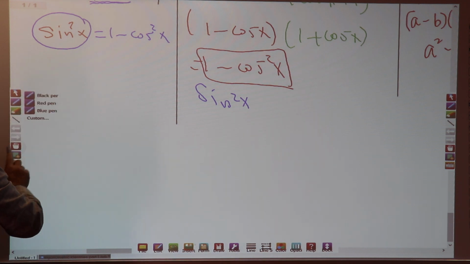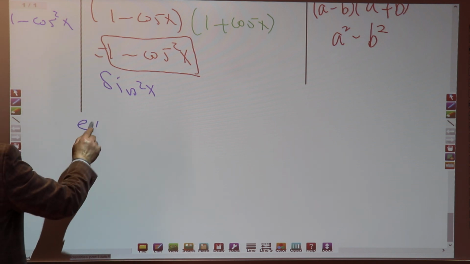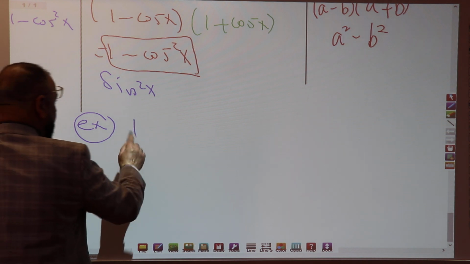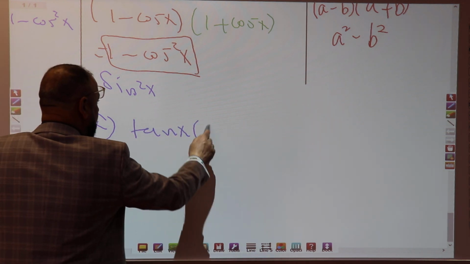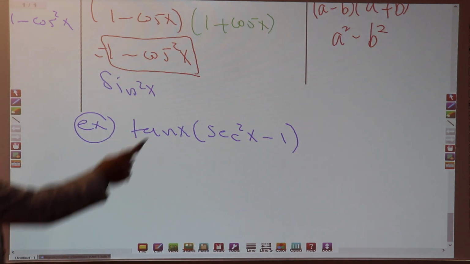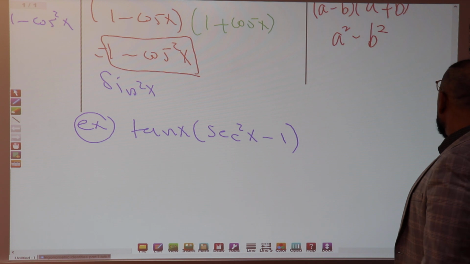Example. Let me move my board here. Look at this example: tan x, secant square x minus 1. What does this remind you of? This reminds you of what?